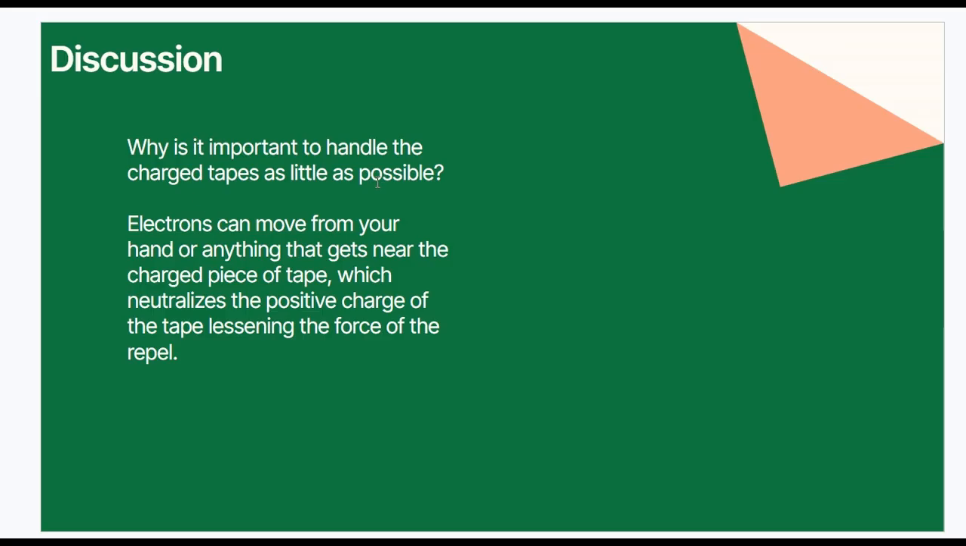Why is it important to handle the charged tapes as little as possible? Well, electrons can move from our hands or anything that gets near the charged tape. So when electrons flow in there, it neutralizes the positive charge and lessens the force of the repulsion.